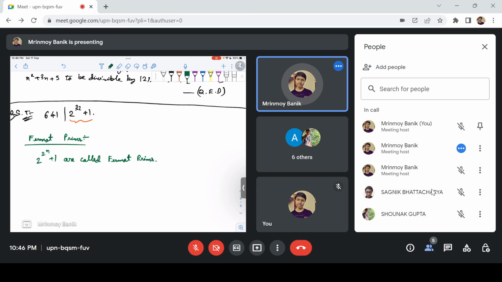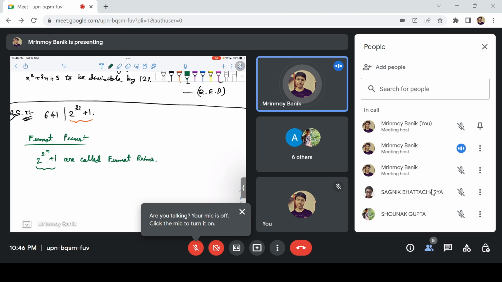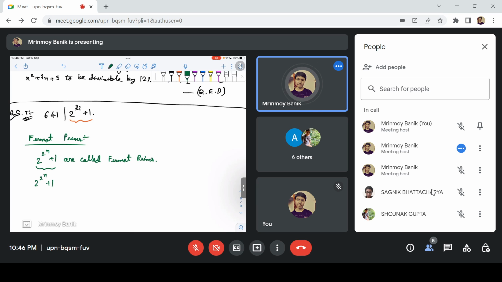Don't get fooled, they are not exactly primes. Fermat, a French mathematician, once conjectured that these numbers, 2 power n plus 1, are all prime numbers. So he conjectured that he had found a sequence of prime numbers, which is an extremely rare discovery, and which he also became famous for.